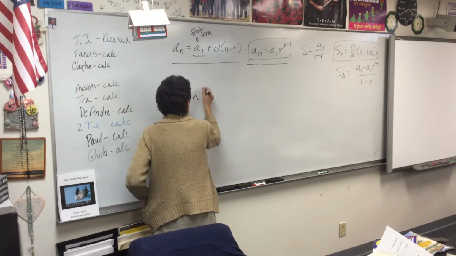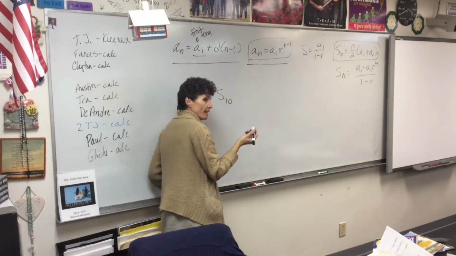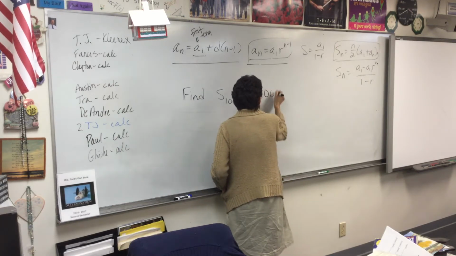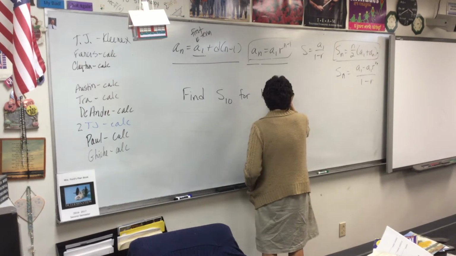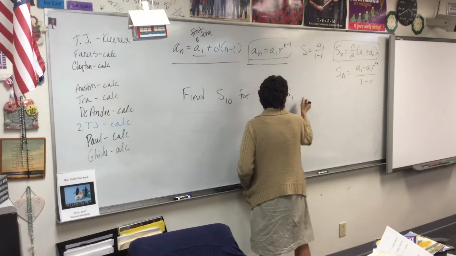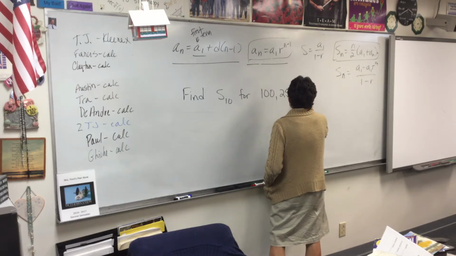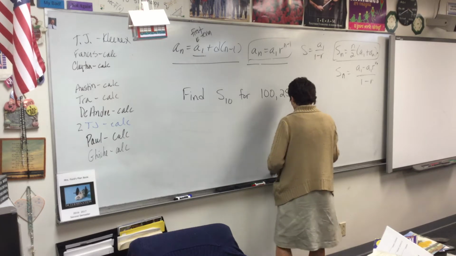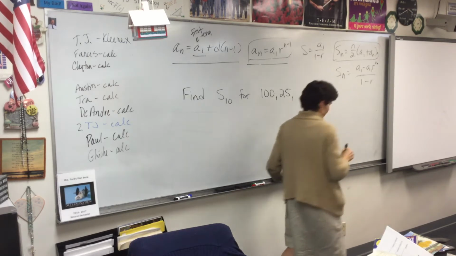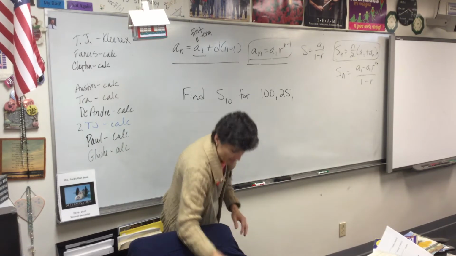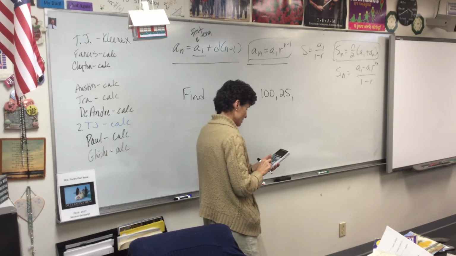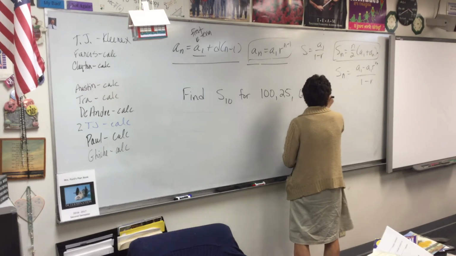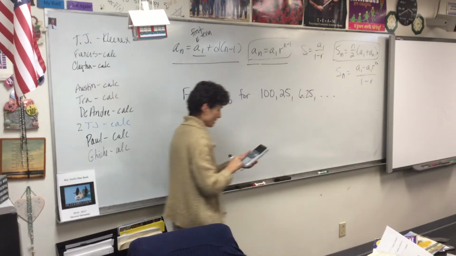It will say, find S sub 10 for 100, 25, 6.25. I need a calculator here because I can't do that. I should be able to on this one. Okay, 6.25. All right. So here we go.